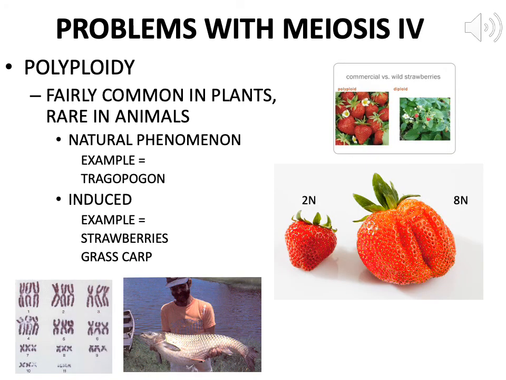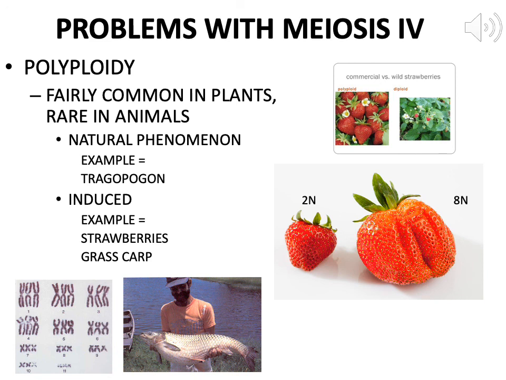Now, while aneuploidy might seem to be a disorder, there is a problem with meiosis that is actually part of the natural scheme of things, and that's something called polyploidy. Polyploidy means having multiple sets of chromosomes. It's a problem that's fairly common in plants, and I guess you might not say it's a problem because in some plants it actually increases reproductive output.